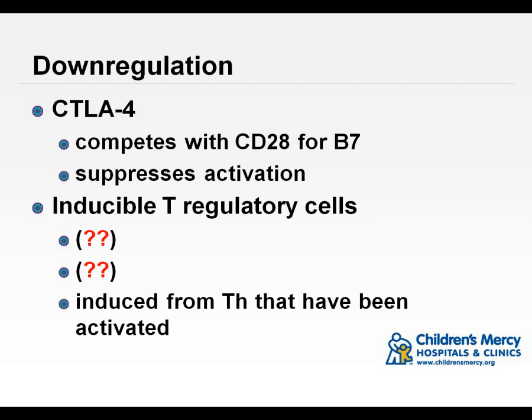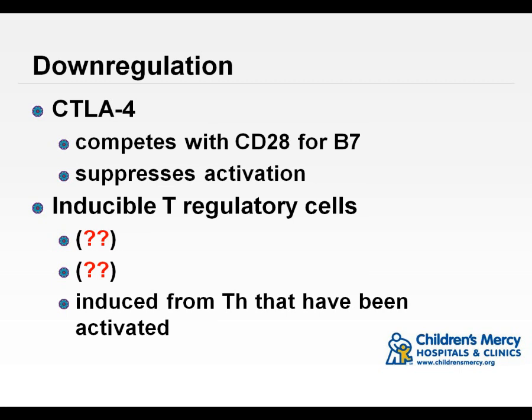We know there is something called CTLA-4 that competes with CD28 for B7. So when this starts to get expressed, that's a signal that the battle's been won by the immune system, and it's time to start down-regulating it. It actually will suppress activation as opposed to CD28, which, of course, stimulates activation. And then, of course, there's certain T cells that will secrete these down-regulatory cytokines, which I mentioned before.